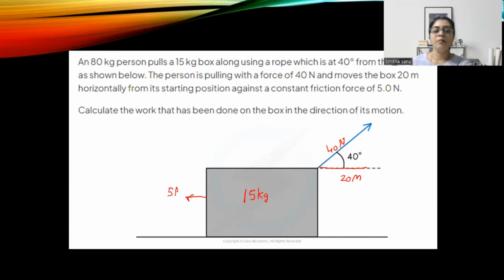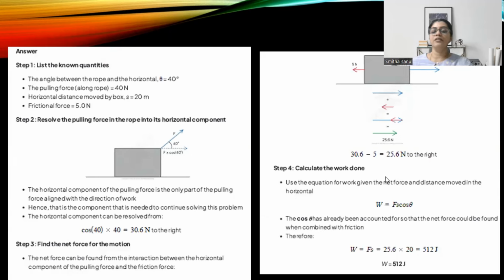So step 1, when you find multiple forces, you resolve them to get one answer. We look for the force in the direction of displacement, which is 40 cos 40. The reverse forces are to be subtracted so that you get one answer. So your first step will be 40 cos 40 minus 5 newtons, and the answer that you get is 25.6 newtons. If that is the resultant force, then work done is F into S. So just multiply 25.6 with the displacement of 20 meters. The answer is 512 joules.